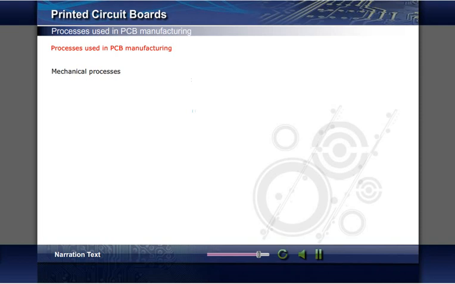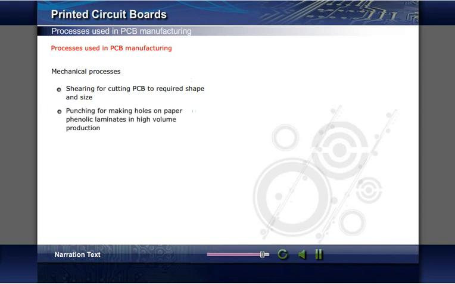Mechanical processes used are shearing for cutting PCB to required shape and size. Punching for making holes on paper phenolic laminates in high volume production. Milling for cutting PCB to required shape and size. Drilling for making holes.